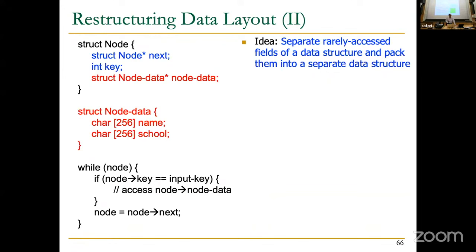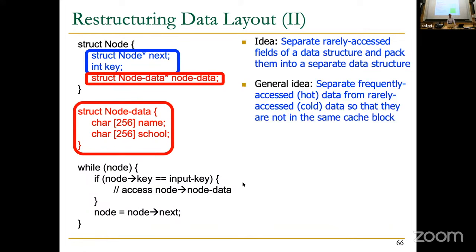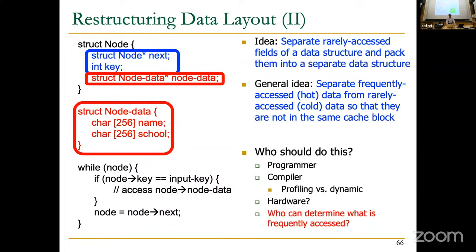Once you realize that, as a programmer, you could separate the rarely accessed fields and pack them into a separate data structure. So these are the frequently accessed fields with a pointer to the rarely accessed fields, for example. Now you access 2 different data structures: rarely accessed data here, frequently accessed data here. The general idea is to separate the hot data from cold data. Hot data is frequently accessed, cold data is rarely accessed, such that they're not in the same cache block. That's the key idea.